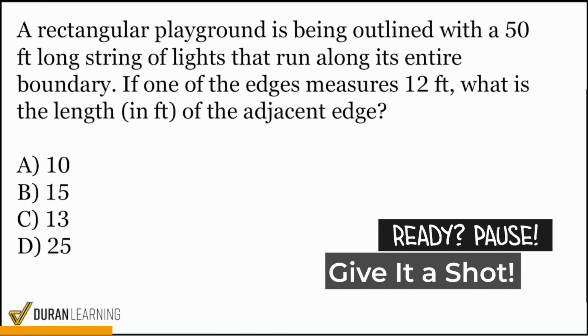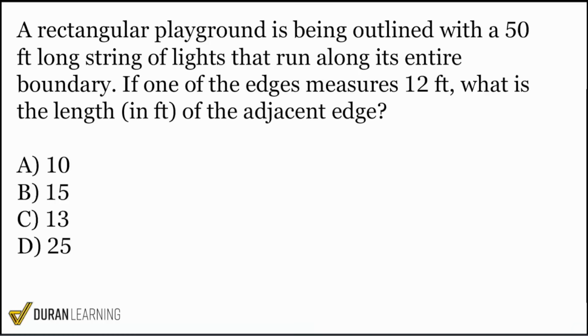And let's take a look at this next one. So the first thing, again, as always, that we want to do is, well, read the question sentence. So right here, if one of the edges measures 12 feet, that's just conditional information. They're giving you information here. You're good. But it says here, what is the length in feet of the adjacent edge? Okay, what is the length in feet of the adjacent edge?